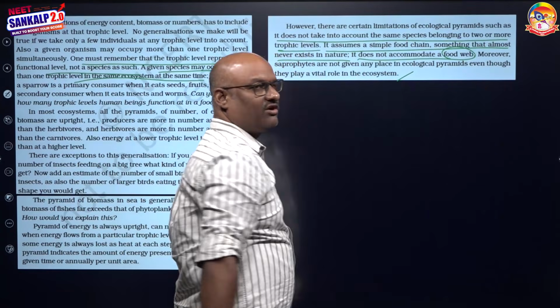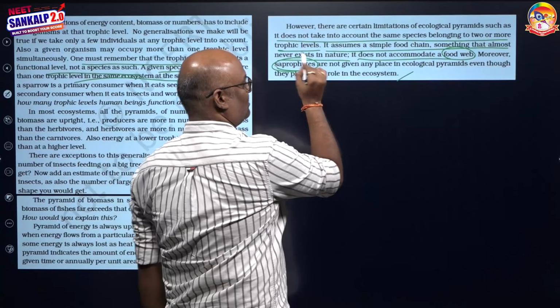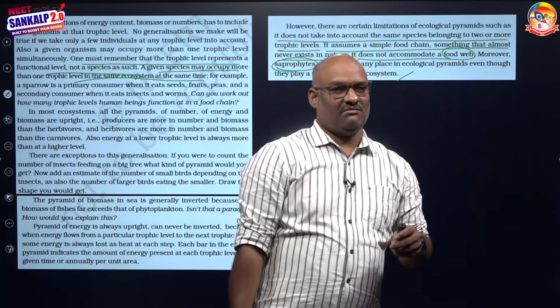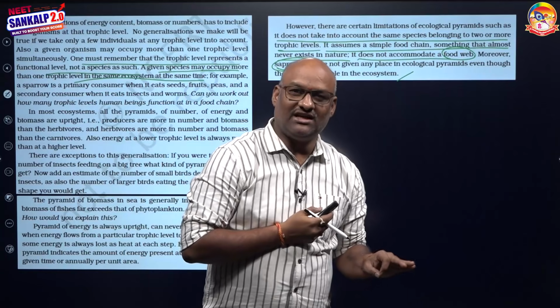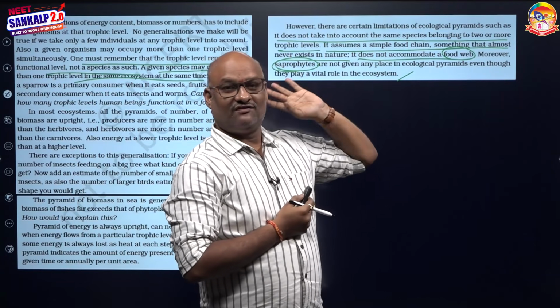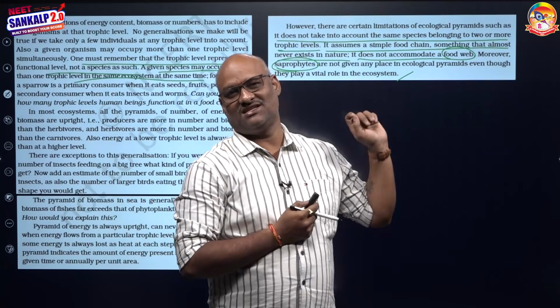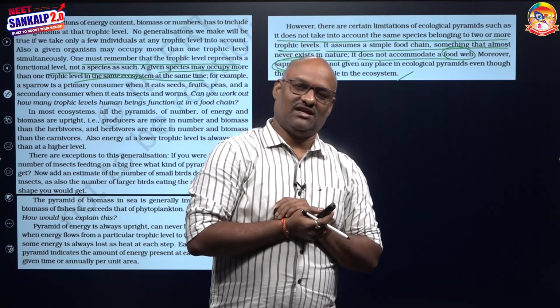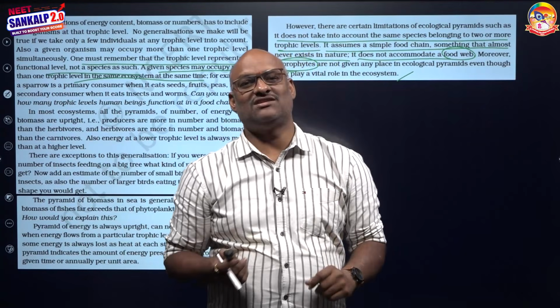Food webs are not accommodated in the ecological pyramids, and saprophytes are not placed inside the ecological pyramids. A simple food chain will never exist in nature, and if an organism occupies two or more trophic levels, that is not placed inside the ecological pyramids either. So these are the limitations of ecological pyramids.